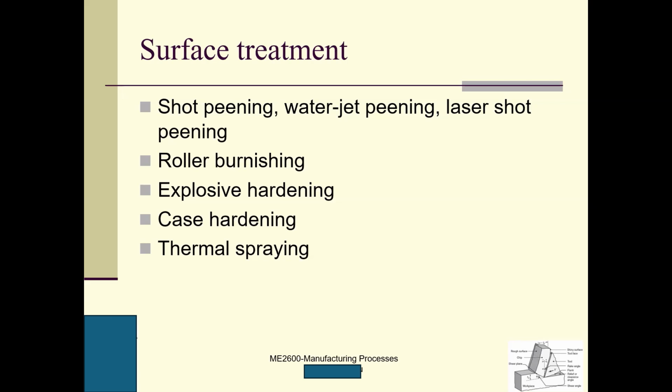Laser shock peening, or laser peening, is what I introduced to you last time. Use the laser: when the laser interacts with the workpiece, huge pressure will be generated because of the ionization, and this huge pressure will induce compressive residual stress on the surface. And then we have roller burnishing, which is cold working to introduce the compressive residual stress.